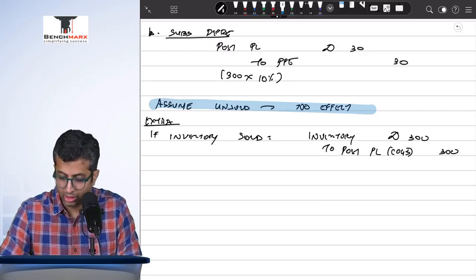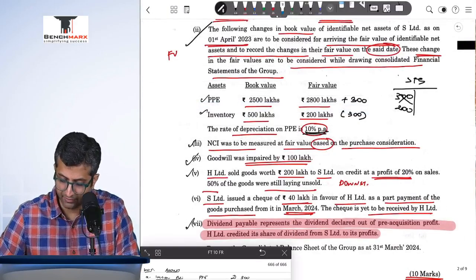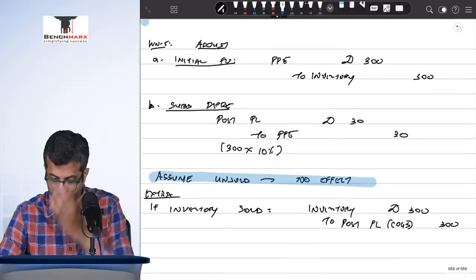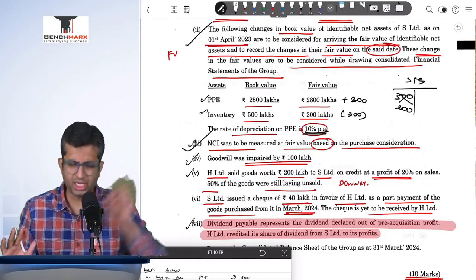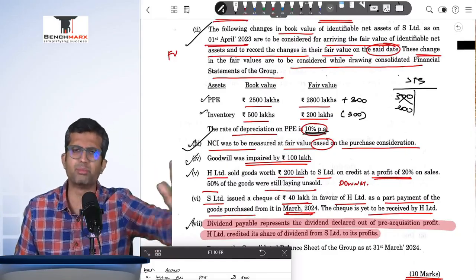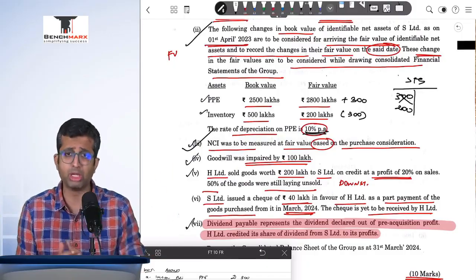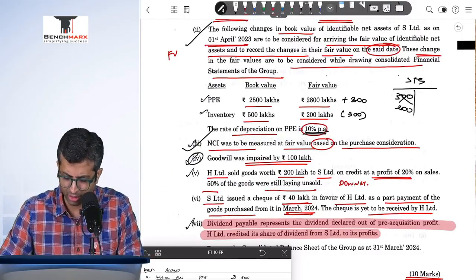For this, you will have point number 2, which is done. Point number 3 is NCI at fair value. We have already taken that. Point number 4 is goodwill to be impaired. We will do that at the end. Here also you can take goodwill impairment because it is full goodwill. 80/20 will be attributable to parent and NCI, but let's keep this for the end.